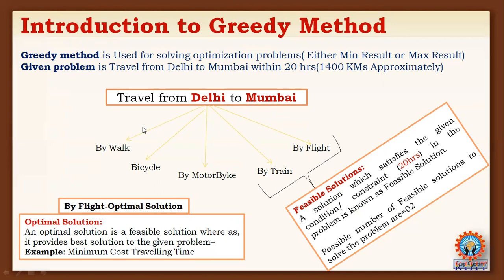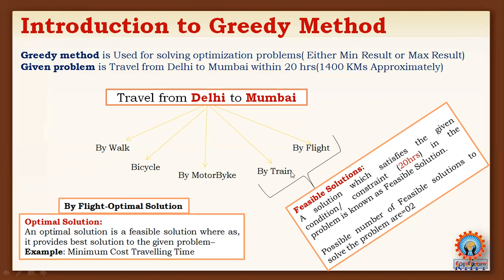The first way is by walk. The person can travel from source to destination by choosing the methodology of walking. Another way of reaching from source to destination is by bicycle, a two-wheeler. Using the two-wheeler, he can travel from Delhi to Mumbai. This is also another choice. The third one is by motorbike. The person can travel from Delhi to Mumbai by motorbike. This is another choice. And two more choices are there: by train.